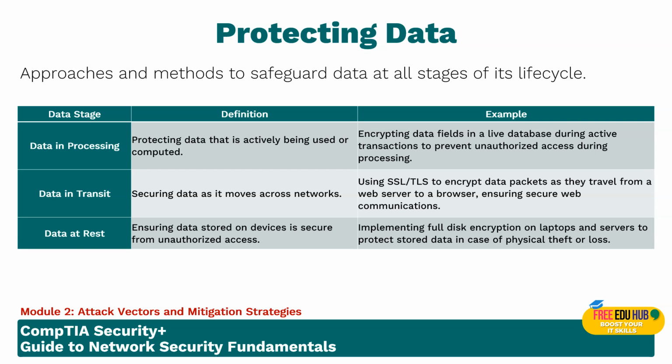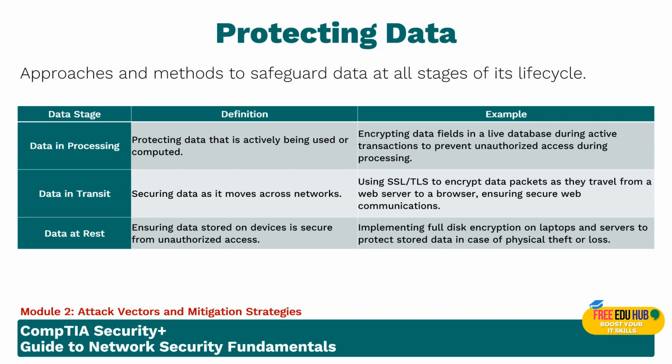This is the data which is constantly accessed and changed, and we are constantly working with it. That sort of data is categorized as data processing. Data in transit is securing the data as it moves along. For example, if we are using encryption methods like SSL or TLS, where the packet travels from the web server over the network to the browser, ensuring secure web communications. So any protocols that we use to make sure our communication is secure, that's data in transit.